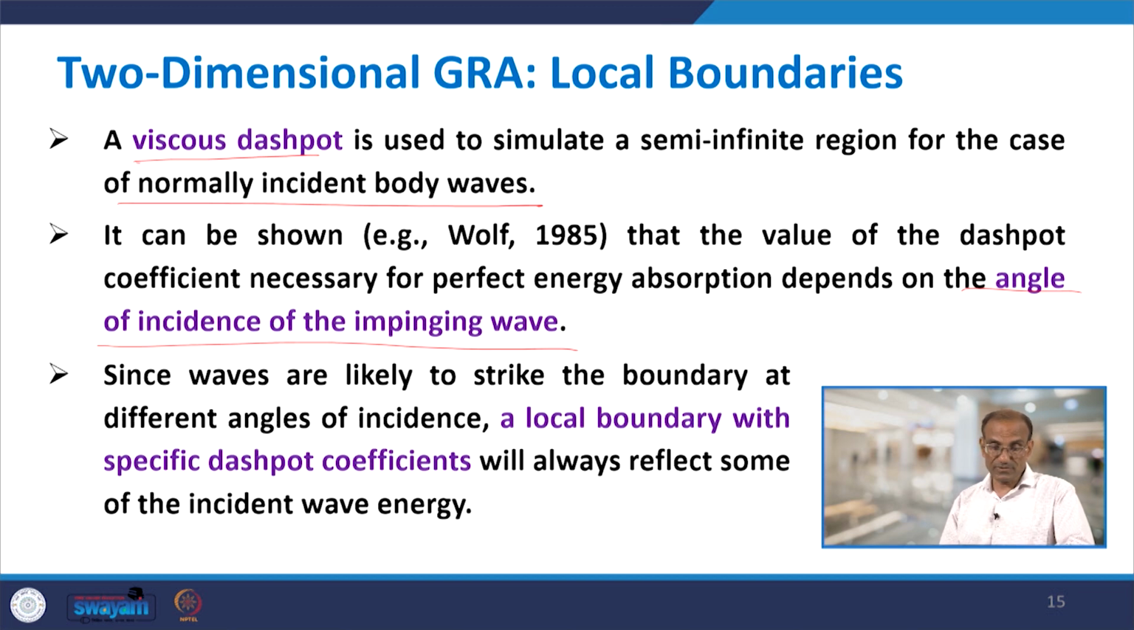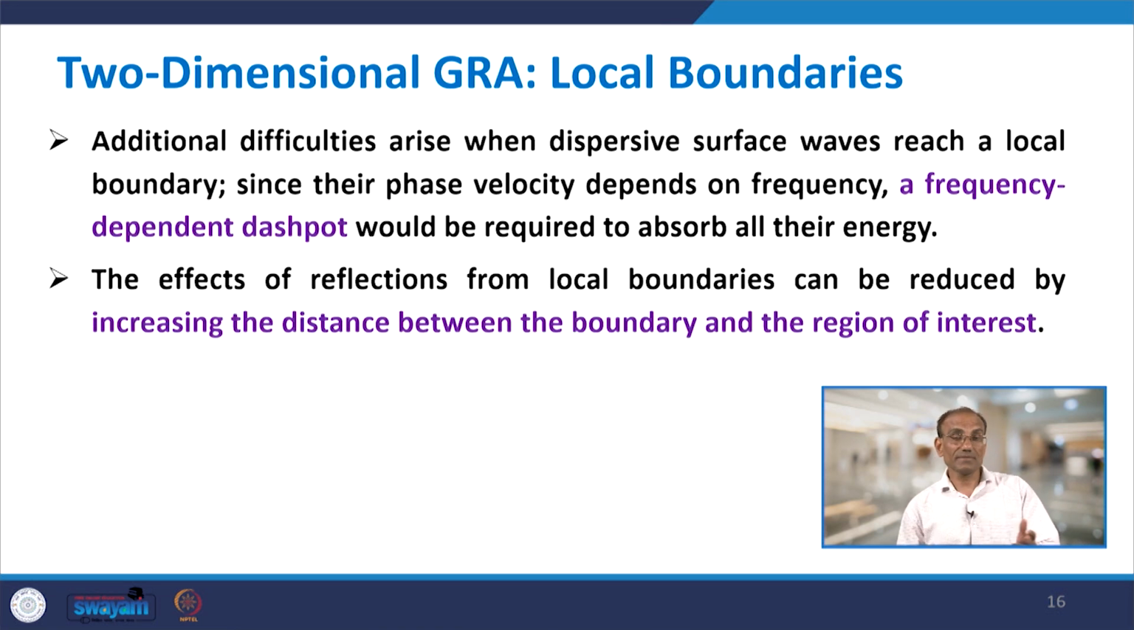Since waves are likely to strike the boundary at different angles of incidence, a local boundary with a specific dashpot curve will always reflect some of the incident wave energy. So, it may not be able to absorb that wave energy completely. Still, these are better than the elementary boundary, and you may face some additional difficulties with local boundaries when dispersive surface waves reach a local boundary, since their phase velocity depends on frequency. A frequency dependent dashpot would be required to absorb all their energy. The effects of reflection from a local boundary can be reduced by increasing the distance between the boundary and the region of interest. So, again it is similar to what we have discussed for the elementary boundary.